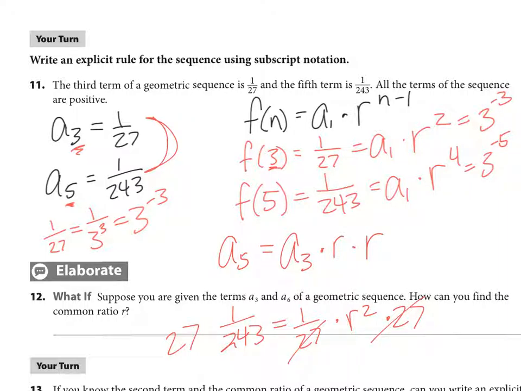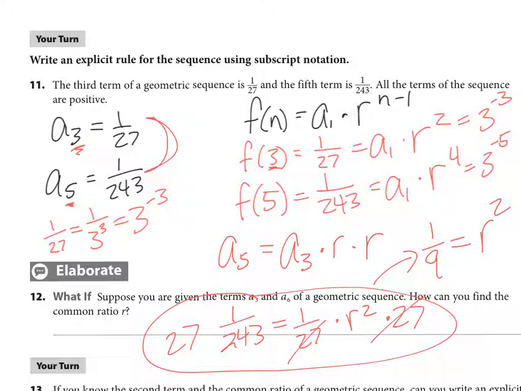Do that real quick on your calculator. Do math frac. I know what you should get: 1/9. So I have 1/9 equals r squared. So I've gone from here to right here. Now how do I get rid of the squared? I take the square root. What's the square root of 1/9? 1/3. So 1/3 is my r. That is my common ratio.